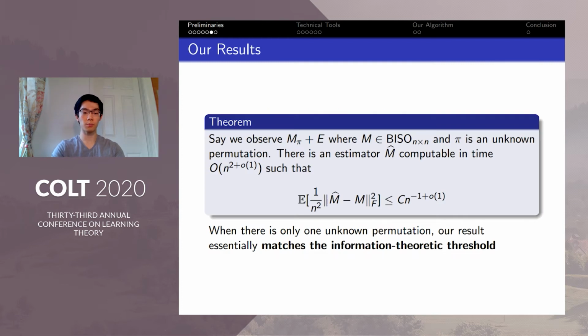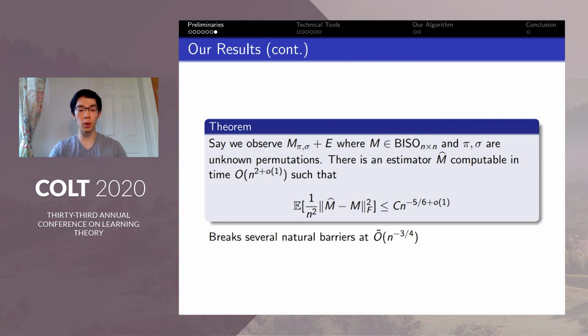In our work, we improve upon the previous results in terms of both computational efficiency and error rate. So first, in the specific case where there is only one hidden permutation, say the columns are perfectly sorted and the rows are permuted according to pi, we develop an estimator that is computable in nearly linear time and achieves an error rate of n to the negative 1. So this matches the information theoretic threshold. And it's worth noting that the previous work by Mao et al. is still stuck at n to the negative 3/4 even in this special one permutation case.